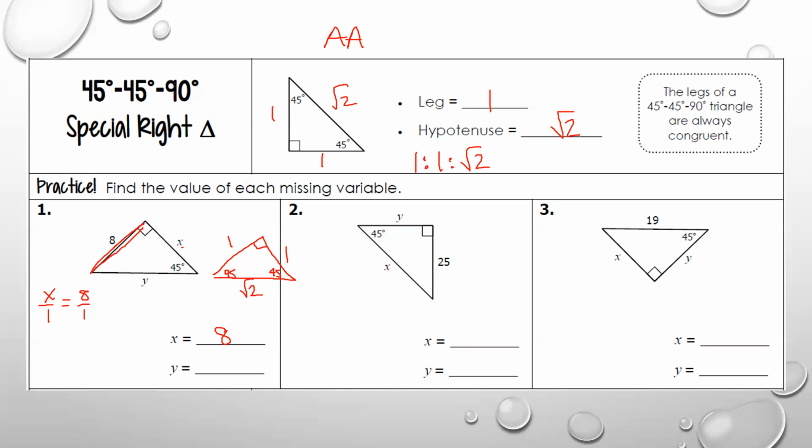Now let's find y. Y corresponds to root 2, and 8 corresponds to 1. Now this one we have to cross multiply. Y times 1 is y, and 8 times root 2 is 8 root 2, and leave it just like that. No rounding, don't put it in your calculator, unless it tells you it wants a decimal. But most of the time it's not going to want a decimal. It just wants it in the radical form. So you would leave it 8 root 2.